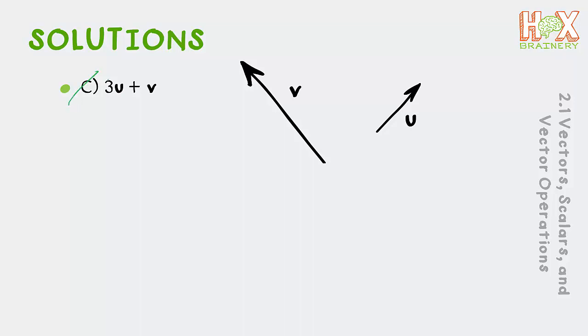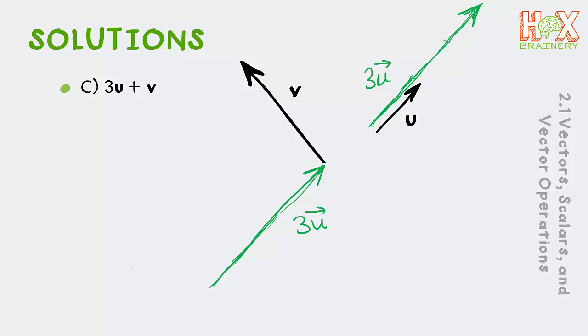For part C, we want to do 3u plus v. I'm going to find 3u first. 3u would point in the same direction as u, but be 3 times the magnitude. Okay, so that would be 3u. Then I'm going to move that vector, trying not to change the magnitude or rotate it at all, and line these up again in that head-to-tail fashion. The resultant vector starts at the tail of 3u and extends to the head of v. Okay, so that there is the resultant vector. That is 3u plus v. I used the triangle rule for this, but you can also use the parallelogram law.